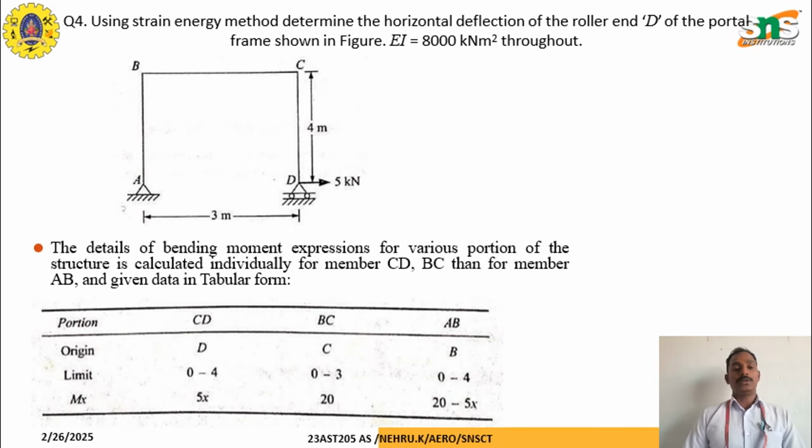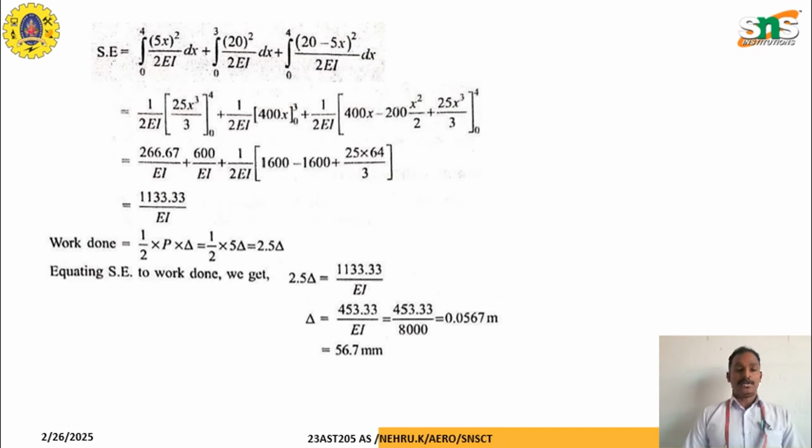Next, we go to the strain energy method again, using one more problem: the horizontal deflection at the roller support D for the portal frame shown in the figure. EA equals 80,000 kilonewton meter square throughout the members AB, BC, and CD. Here also we find the limits, origins, and moments. For A to B the origin is B, for B to C the origin is C, and for C to D the origin is D. The limits will be 0 to 4, 0 to 3, and 0 to 4, the lengths of the members, and the moments will be 5x, 20, and 20 minus 5x.